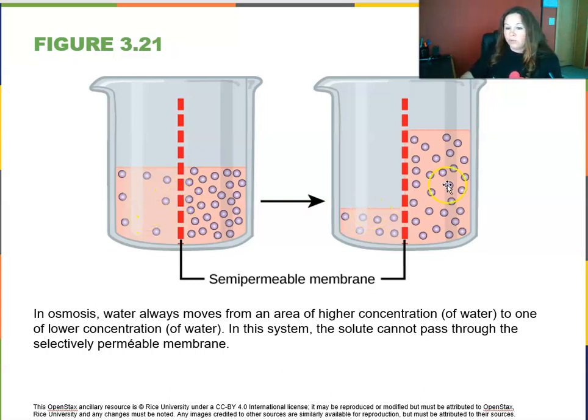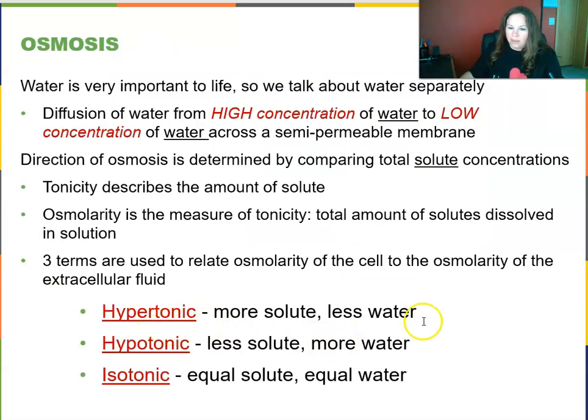So the water moved to the right, and then our level went down on the left. Again, hypertonic means less water, more solute. Hypotonic was less solute, more water. And isotonic is when the two areas are equal. Not that movement would stop altogether. It would become what we call equilibrium. Molecules would still move. It's just that what moves in versus what moves out would be equal in equilibrium.